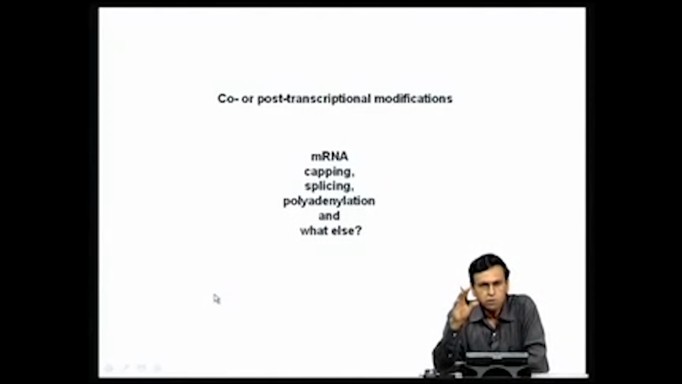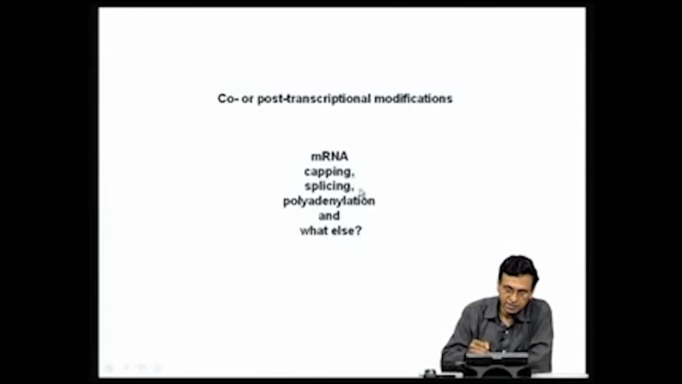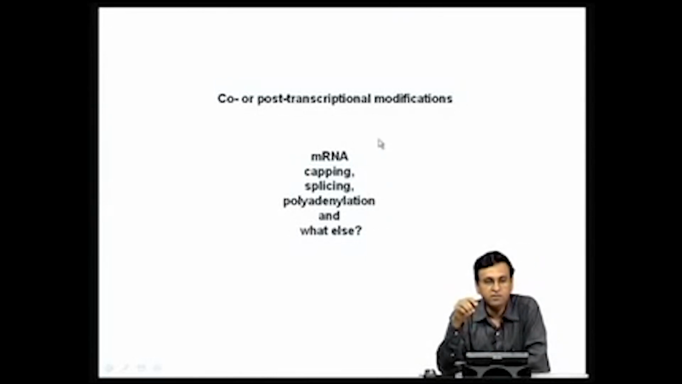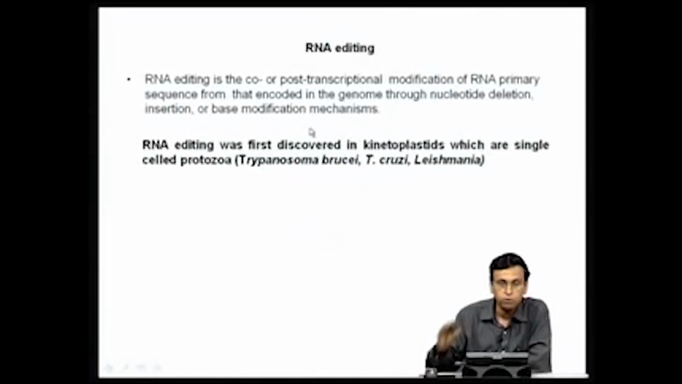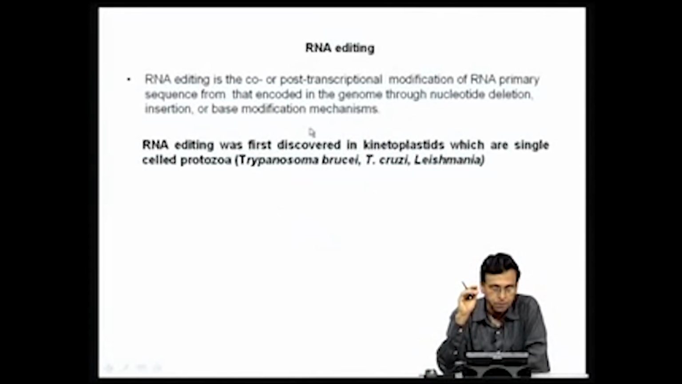Now, I am going to spend maybe another 10 minutes to explain another very important RNA processing mechanism. So far we discussed mRNA capping, splicing and polyadenylation, and we made it very clear these are either co-transcriptional or post-transcriptional modifications. But are there any other RNA processing mechanisms? Are there any other co- or post-transcriptional modifications that a pre-messenger RNA undergoes? There are many others, but one important one that I would like to mention in the next 5-10 minutes is a mechanism called RNA editing.